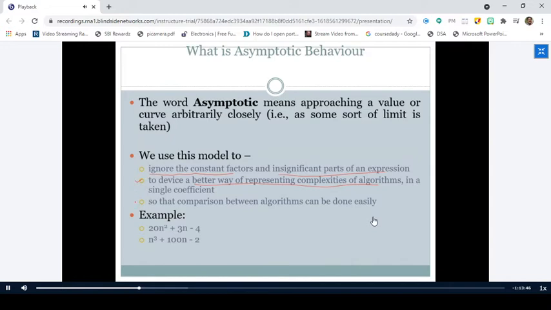So the third point, why we use this model, is to compare the complexities of the algorithms on a single term basis, which can be done very easily. For example, assume that there is an algorithm 1, right? It is having a complexity of big O of n square. And assume that there is another algorithm 2, which is having a complexity of big O of n cube, right?